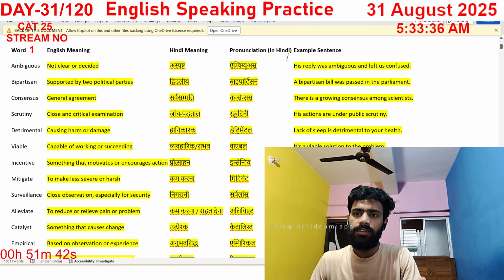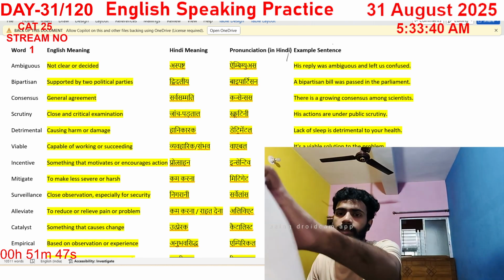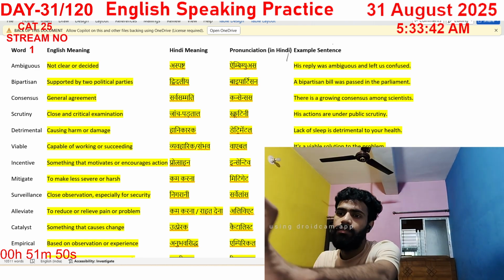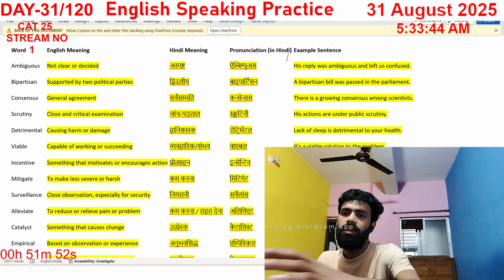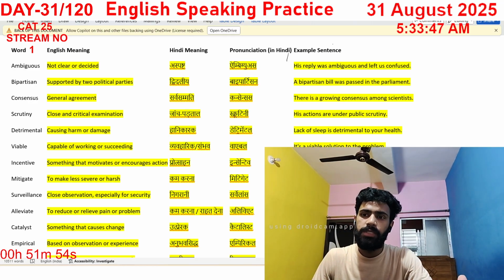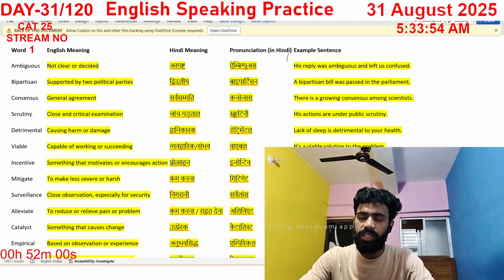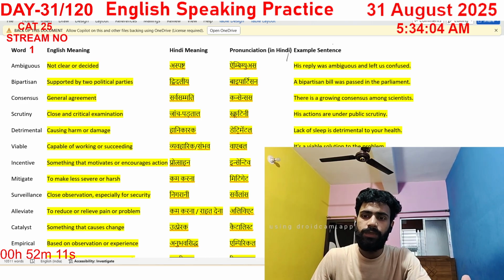Ambiguous, bipartisan. You can see I am just covering the meaning and just reading the word. Ambiguous means not clear or decided. Bipartisan means supported by two parties. Consensus means general agreement. Scrutiny means close examination. Detrimental means causing harm or damage. Viable means capable of working or succeeding. Incentive means something that encourages to work.